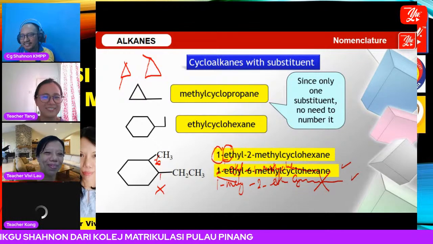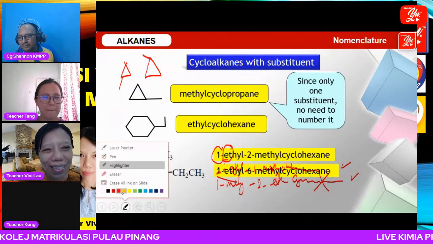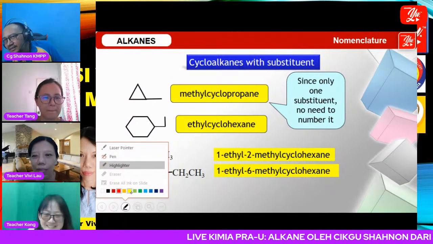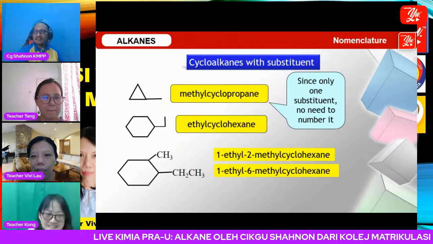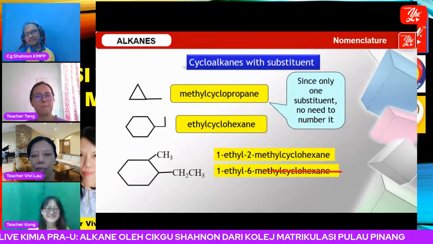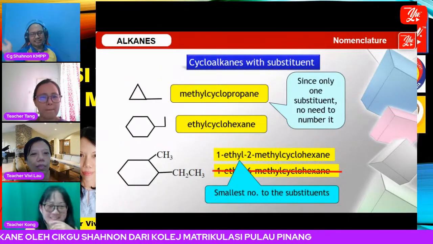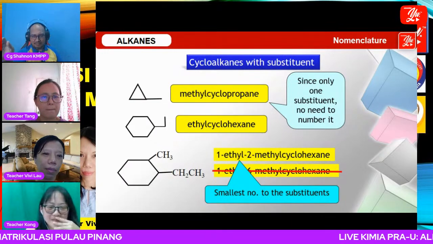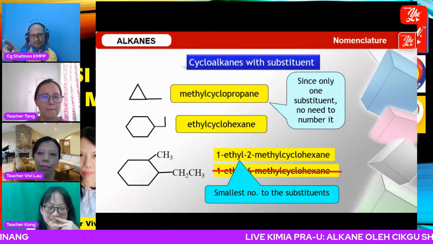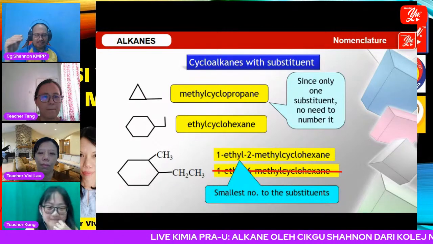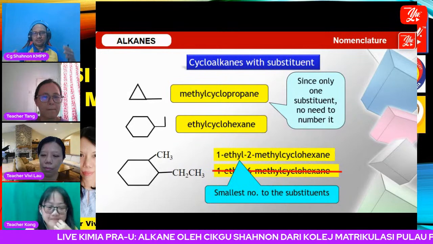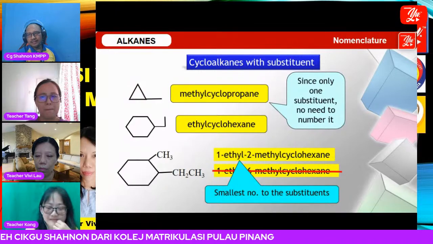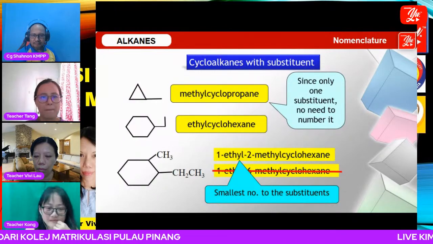Okay, now where is the eraser? Okay, this. 1-ethyl, 1-6, of course, we reject because that's not the smallest number. But if we have 1 and 2 for methyl and ethyl, then we have to consider so many things, and the correct name for this structure is 1-ethyl 2-methyl cyclohexane.